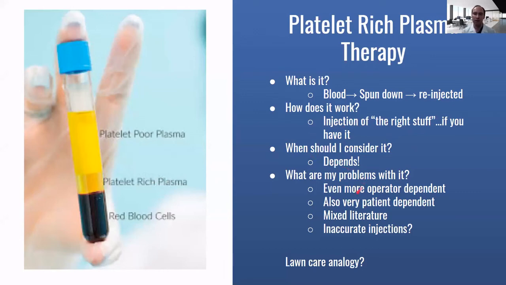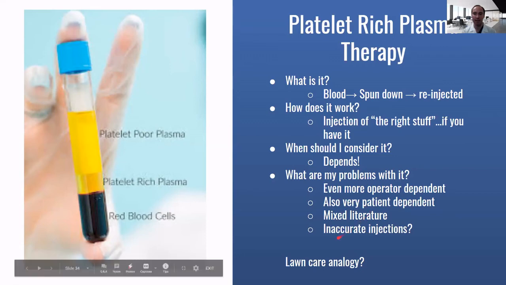The problems are really operator dependent, of where you put it. So this is done with a diagnostic ultrasound. It's patient dependent. Once again, younger people have better platelets. Older people have less good platelets. And so if you're older and you're unhealthy, you may not have a lot of good platelets. The literature is also mixed, whether it works or not. It really depends, once again, on the operator. And inaccurate injections is really the main issue. That's why I think diagnostic ultrasound is essential.